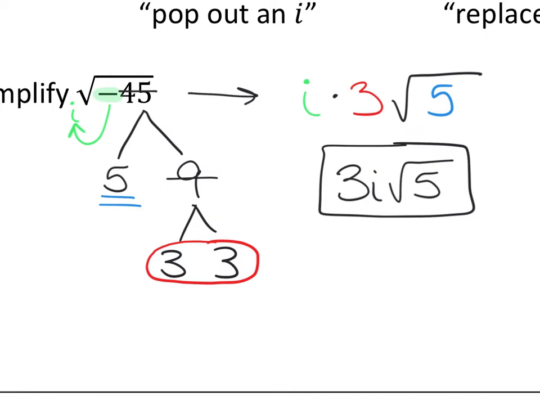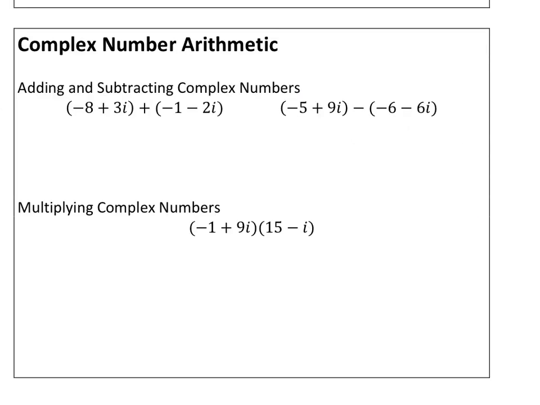Okay, cool. Let's pause right here for a second. Problems on the inside of these. We can also do complex number arithmetic. Arithmetic is just add, subtract, multiply, divide. We're not going to divide today. We're just going to add, subtract, and multiply. But complex number arithmetic is very, very easy if you understand the concept of combining like terms.